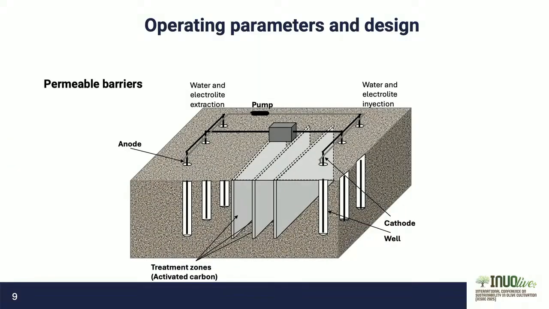Another option we have is permeable barriers. Basically, this is a barrier that's going to react with the contaminants. So you just introduce it in the soil, and as the contaminants move from one side to the other side, they are going to get trapped. For example, you can use activated carbon, and contaminants are going to get trapped there. And then you just remove the barrier, and you're going to increase the decontamination.